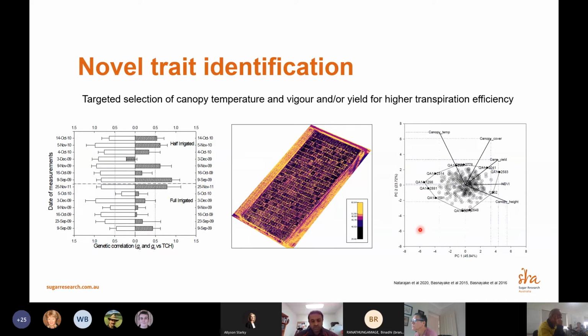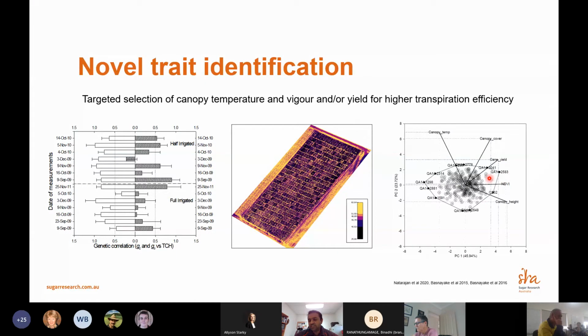So to overcome that, one approach would be to select for the combination of canopy temperature and also vigor and yield in a selection index. So for example, if you look at this graph, the genotype Q232, it has high yield characteristics, and it has low canopy temperature, which means that it uses a lot of water to produce its yield. Whereas genotypes such as the 2583, it has similar or slightly better yield than Q232, but it uses less water because it has higher canopy temperature.